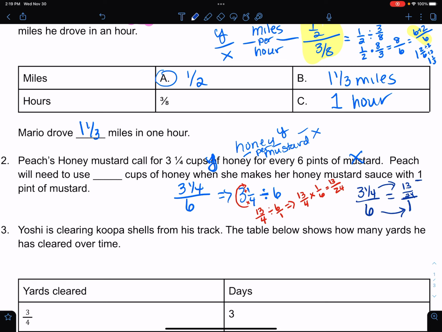I'll be honest, I don't remember on the test if it comes out weird, but I want to make sure that you know how to test it in terms of common sense. Does that make sense? And it makes sense that it got smaller. So we're going to put 13 over 24 cups of honey when she uses to make her honey mustard sauce. She's just not making as much. Okay, push pause. Go ahead and try number 3.